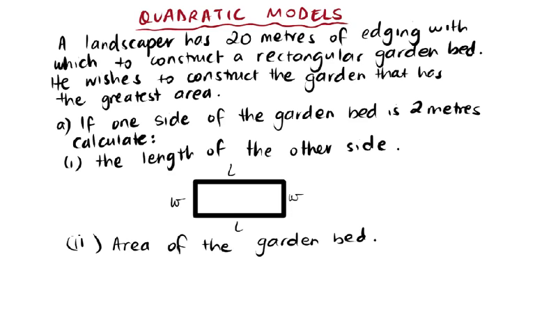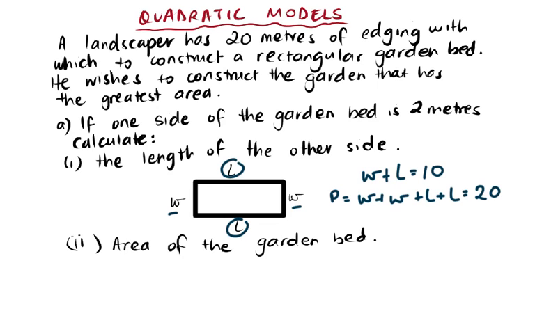So if we have a rectangle, we know that this width and this width must equal each other, and that this length and this length must equal each other. So we know that if it's 20 metres, one length and one width must equal 10, because if we do the perimeter, it equals 20. He has 20 metres altogether. So what we want to do is calculate the length of the other side.